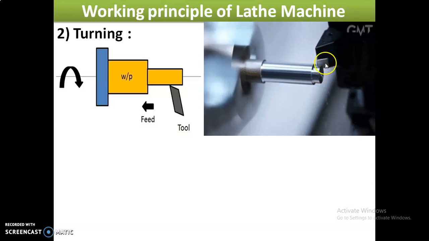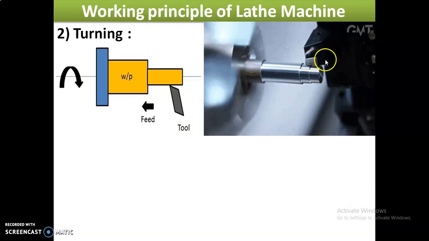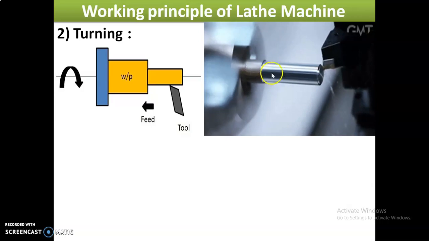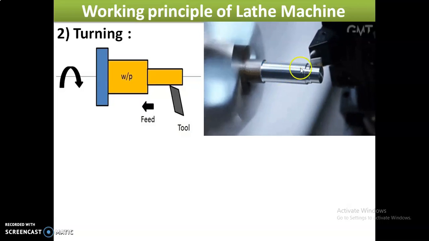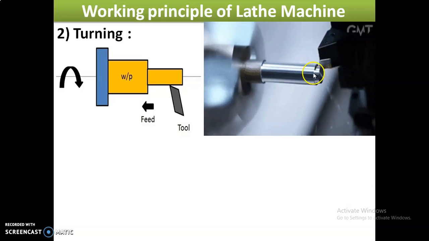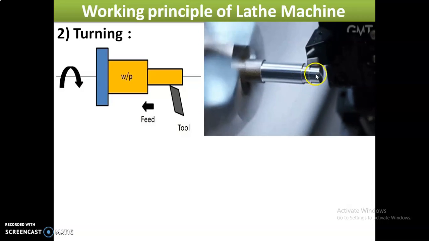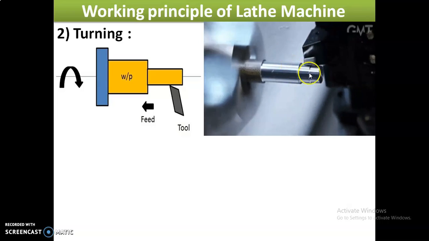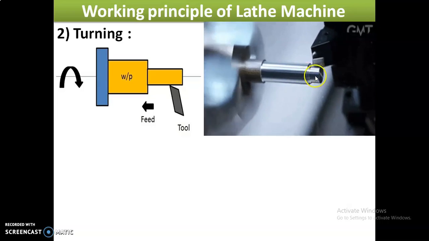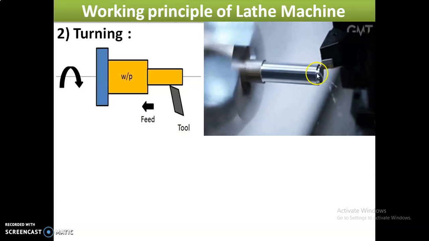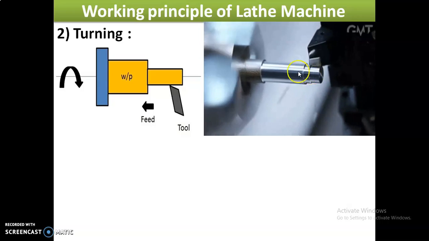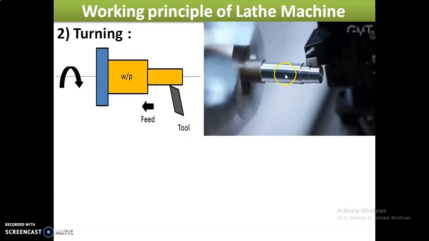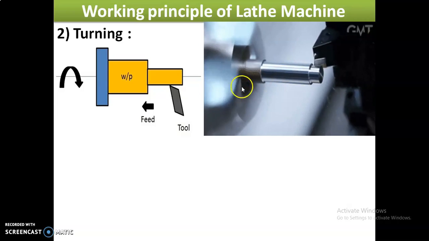See here, the feed means the cutting tool, which is moving along the axis of rotation of the chuck. The turning operation reduces the diameter of the cylindrical workpiece. Here we have diameter 1, diameter 2 and diameter 3, so we get different diameters in turning operations. I hope you understand about the turning operation.